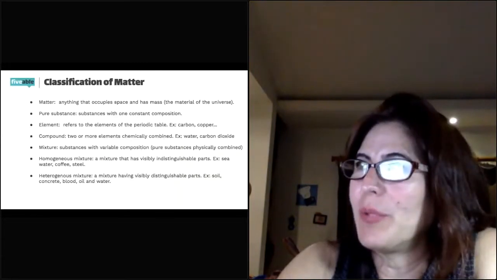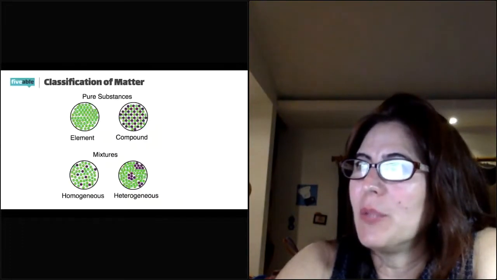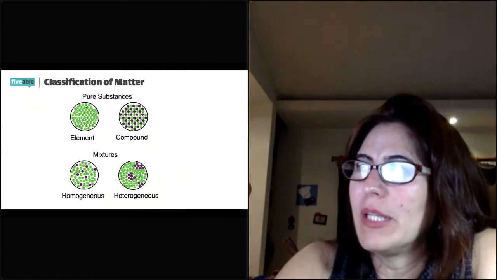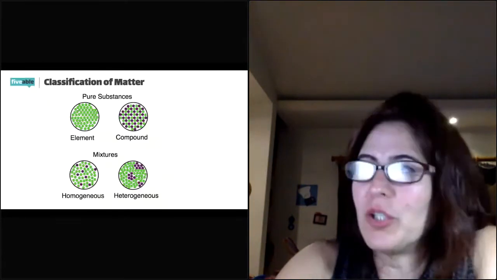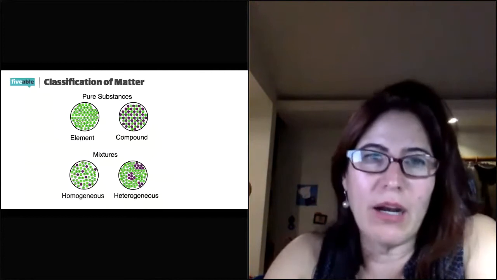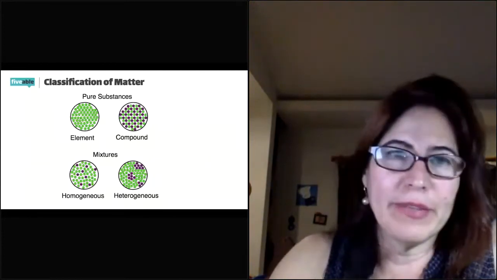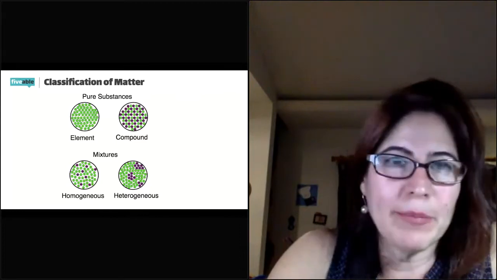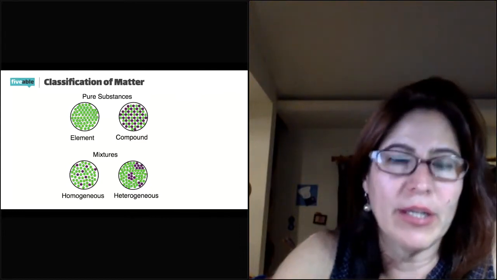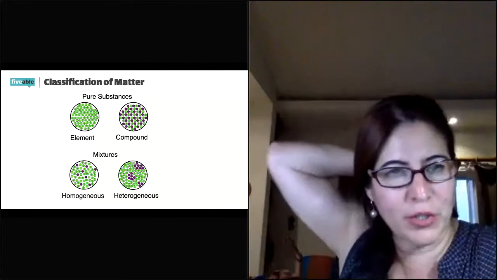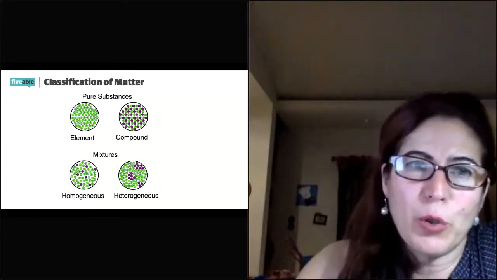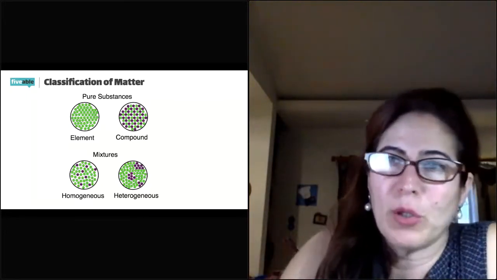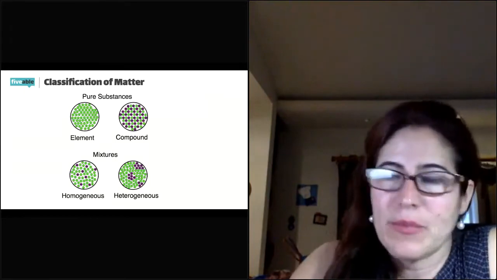So for a pure substance, imagine that you're going to take a piece of a sample, and if it's an element, for example, copper wire, you're going to have the same composition throughout. It doesn't matter which part of the copper wire you take as a sample, it will all be uniform, and it will all be copper atoms.